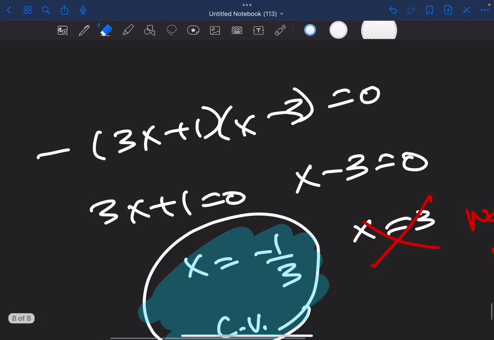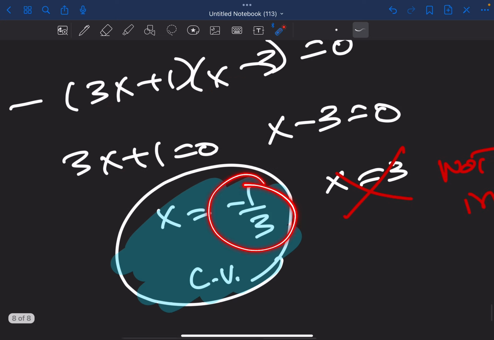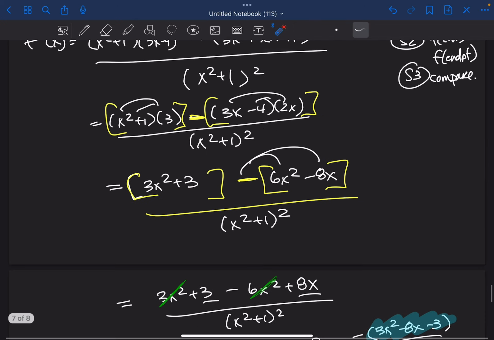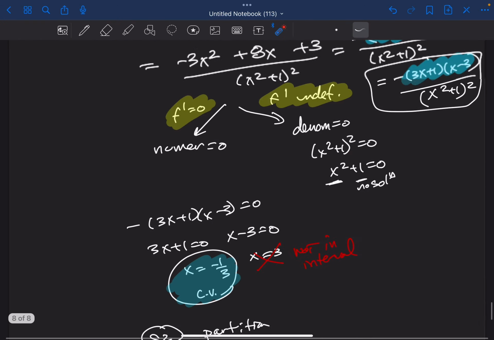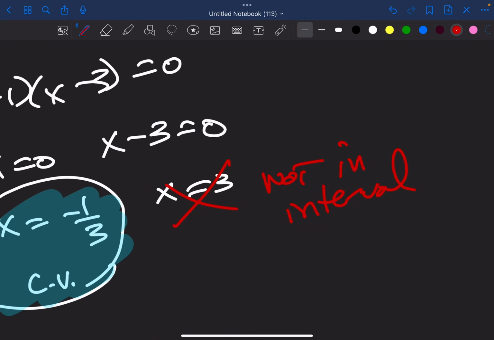So I set my numerator equal to 0, which means either this factor is 0 or this factor is 0, which gives me x is equal to negative 3 or x is equal to 3 for possible critical values. So negative 3 is in our original interval, which went from negative 2 to 2. But this is outside of the interval. It's not in the interval negative 2 to 2, so this is not a critical value for this conversation.